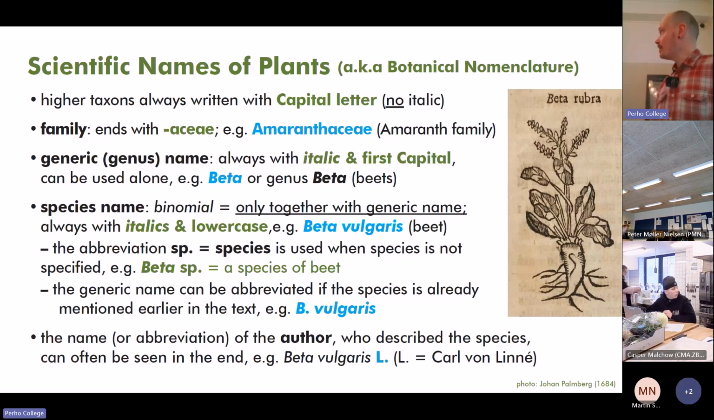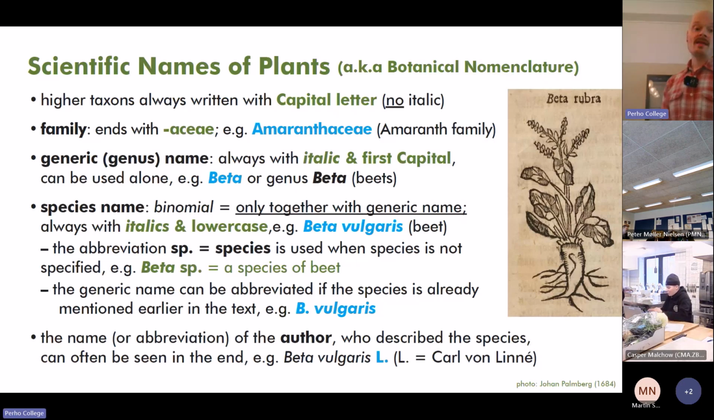The generic name or the genus name is always written in italic, and there are no exceptions to this. And the first letter is a capital letter. It can be used alone. For example, Beta, or genus Beta, which is the genus of beets.